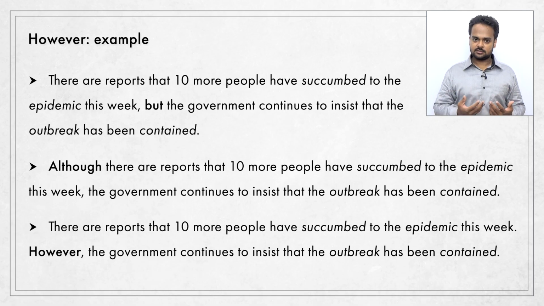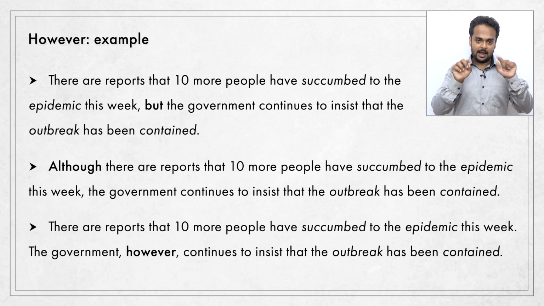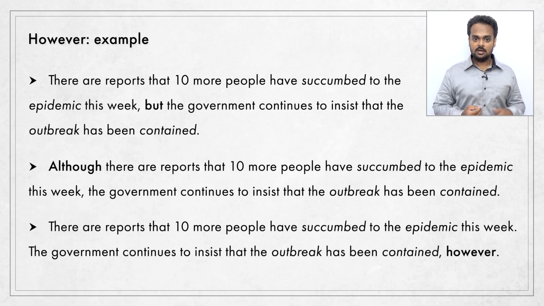Being part of a sentence means that however is very flexible. You can put it in the middle like this. The government, however, continues to insist that the outbreak has been contained. Note the two commas separate however from the rest of the sentence. It can also come at the end. The government continues to insist that the outbreak's been contained, however. These placements are all perfectly acceptable. You cannot do this with but or although.